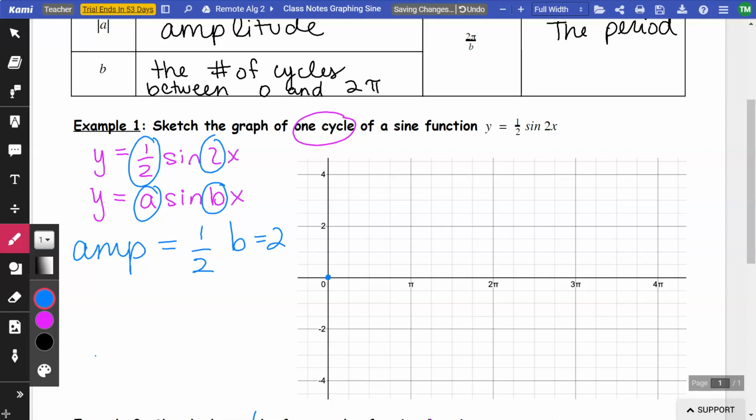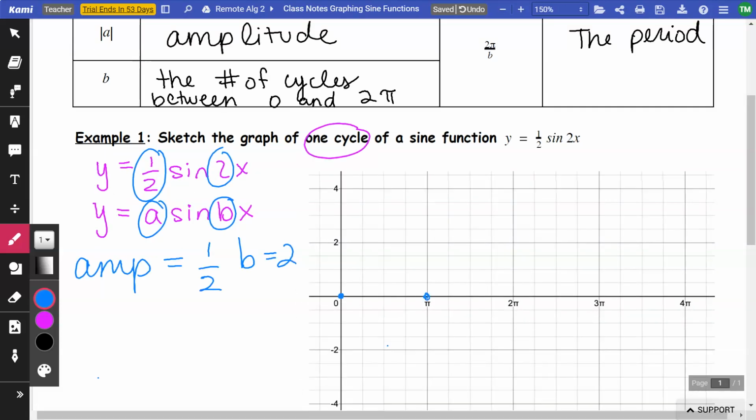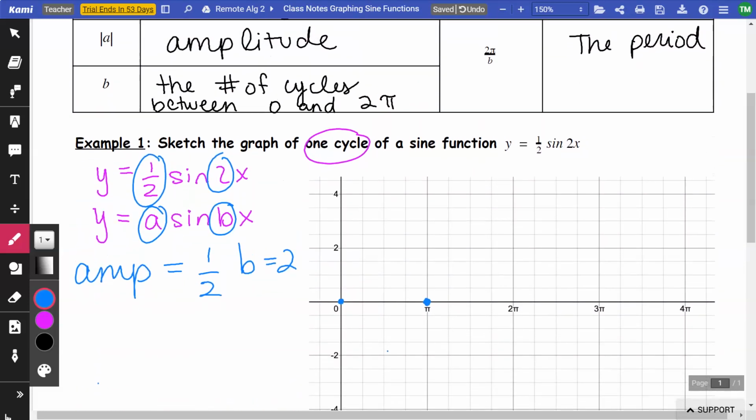Well, we only have to do one cycle. So if there are 2 cycles between 0 and 2 pi, that means that one cycle happens halfway between 0 and 2 pi, or 0 and pi. That means that a period is only pi long. Let's see if that's right. So remember, the period is equal to 2 pi over b. Well, we know that b, in our case, is 2. 2 pi over 2, the 2's cancel, we're left with pi. So in fact, the period, or the distance of one cycle, is just pi. So all we care about is 0 to pi.